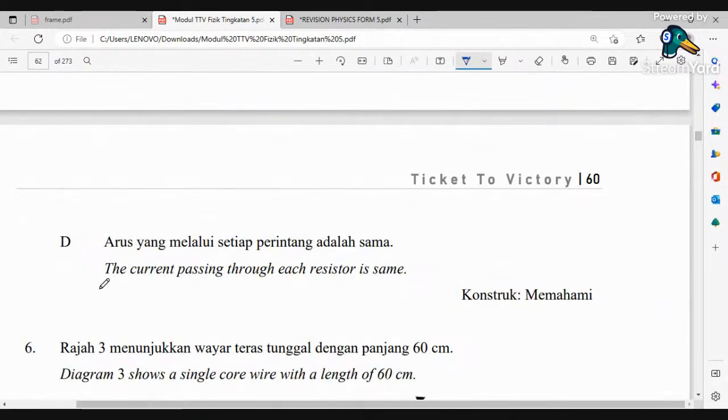Okay, but the current passing through each resistor is same. You already showed just now. Total current equals to I1 equals to I2 equals to I3, because they are all in series connection. So answer will be D donkey.